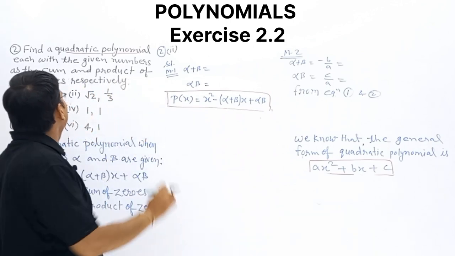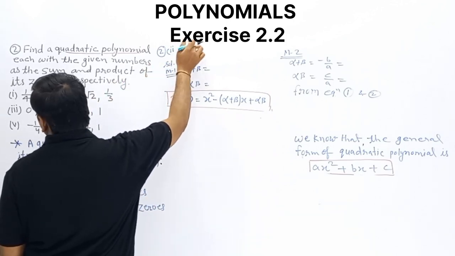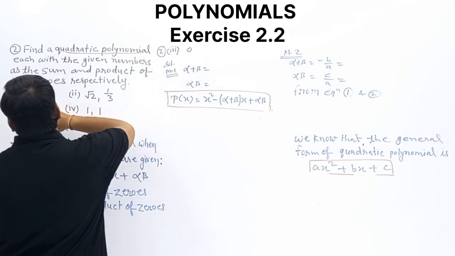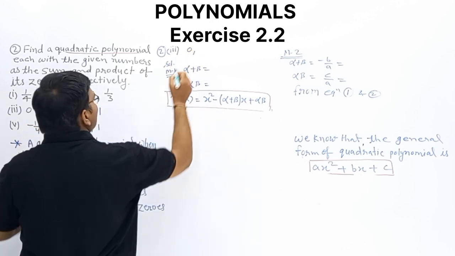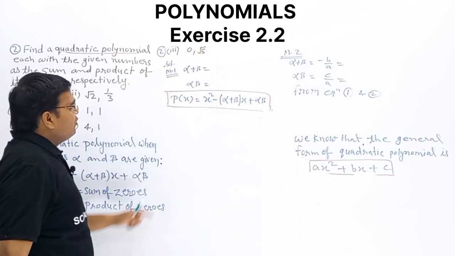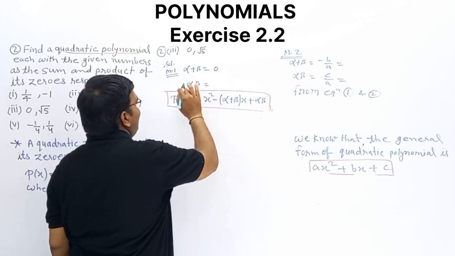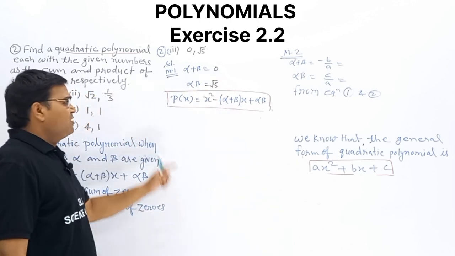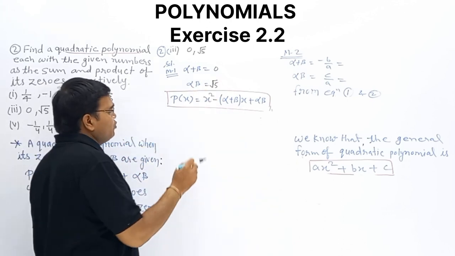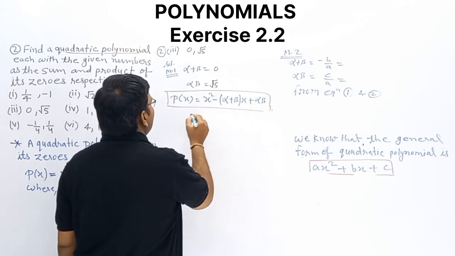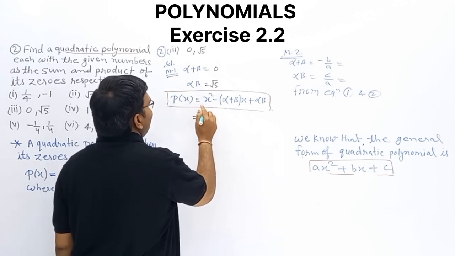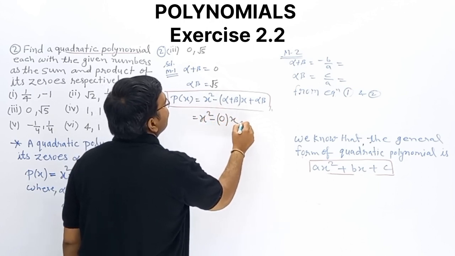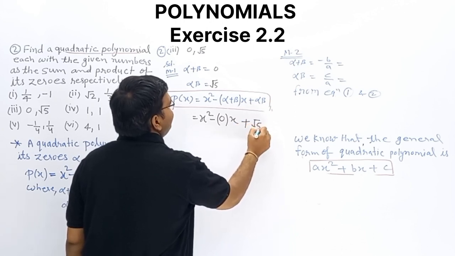Now observe question number 3. What is the question? Sum of the zeros is 0, and product of the zeros is root 5. Now alpha plus beta is 0, alpha into beta is root 5. Clear? Same method we will use for all questions. Apply this formula: x square minus sum of the zeros into x plus product of zeros, root 5.